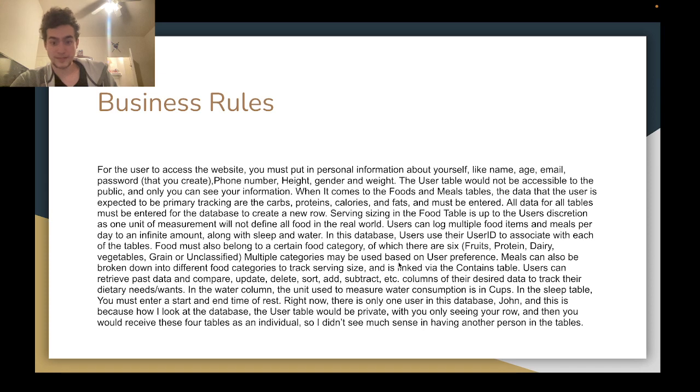Multiple categories may be used. So like in the meals you have the steak, potatoes, green beans. It would be classified as protein and vegetables if you want. Or if you want, you can just classify it as one. The main dish is steak, so just classify as protein if you want. It's up to user preference.